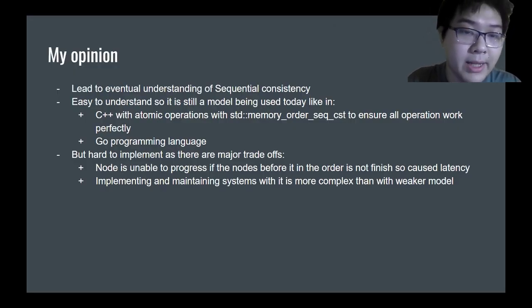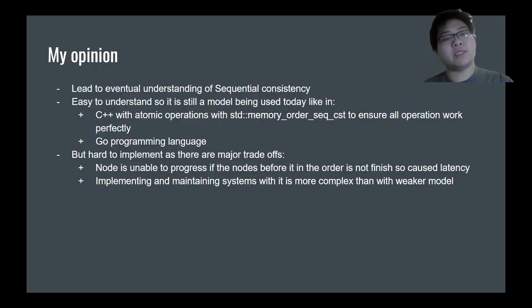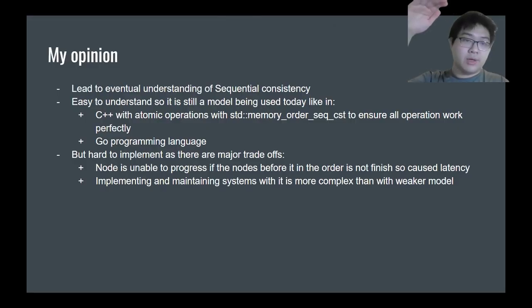It is hard to implement as there are some trade-offs, such as when a process is currently in an order, but there are multiple other processes that are still ahead of the process we are trying to run, then there may be some latency before our process actually runs and finishes. The second is that implementing and maintaining a system like this is more complex than a weaker model.